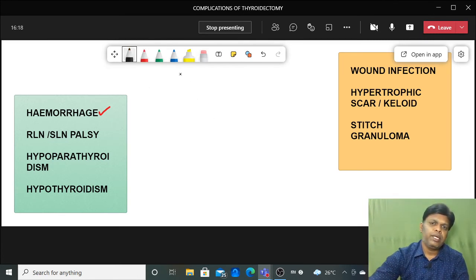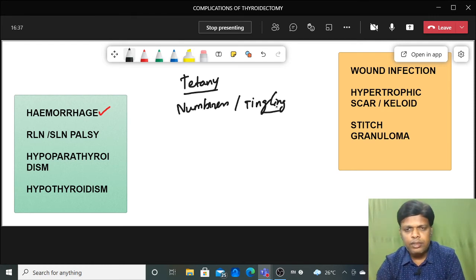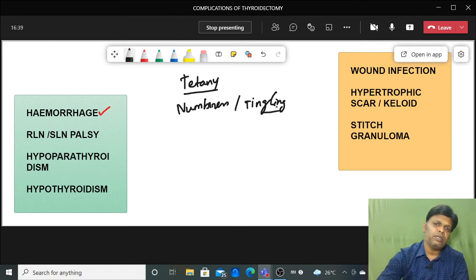So what do you mean by tetany? What are the clinical manifestations of tetany? Clinically the patient will be complaining of numbness, as well as a tingling sensation, particularly in the extremities as well as in the perioral region.